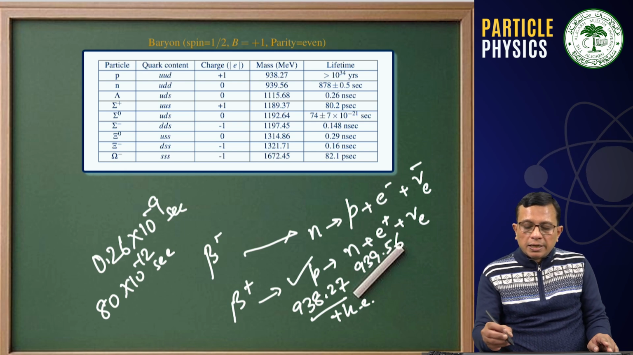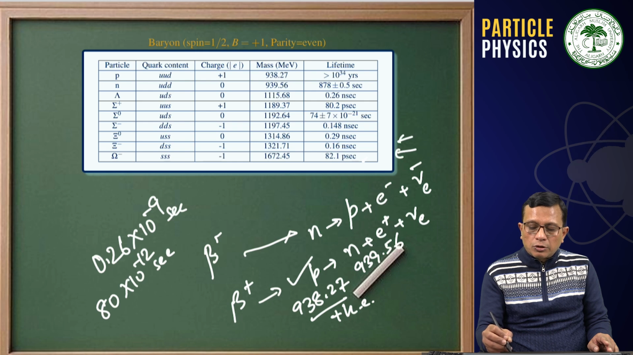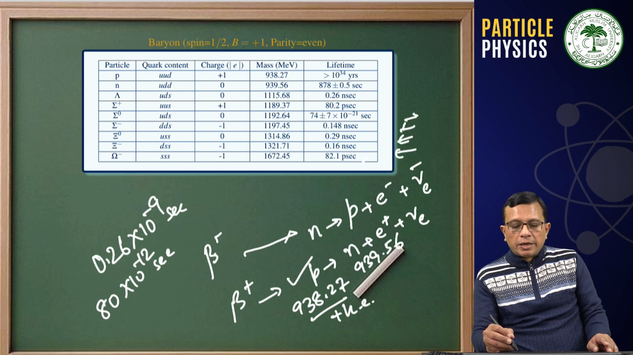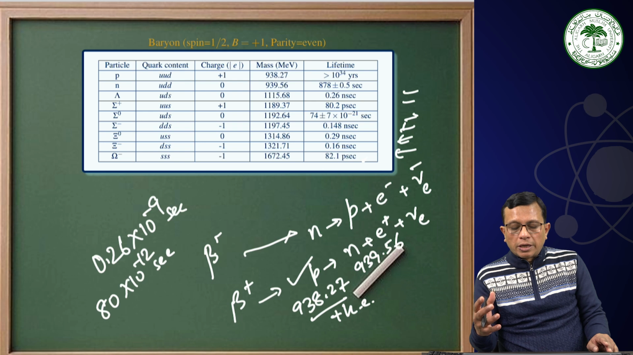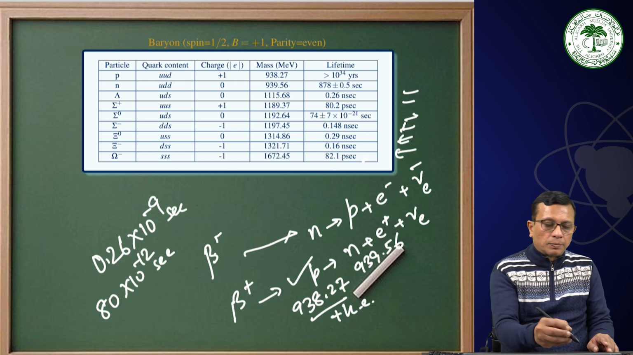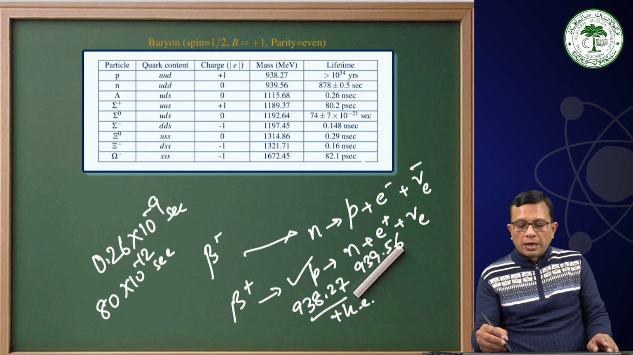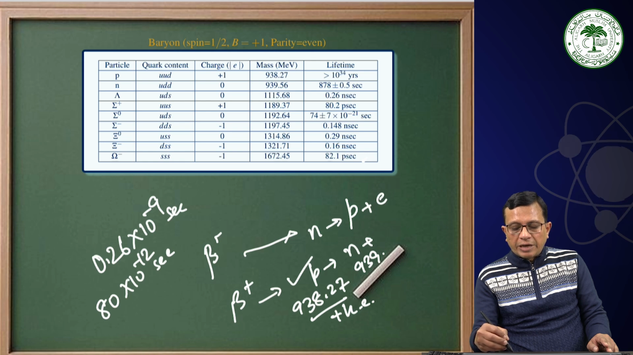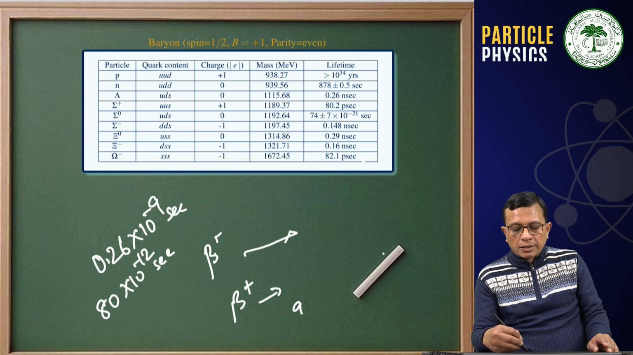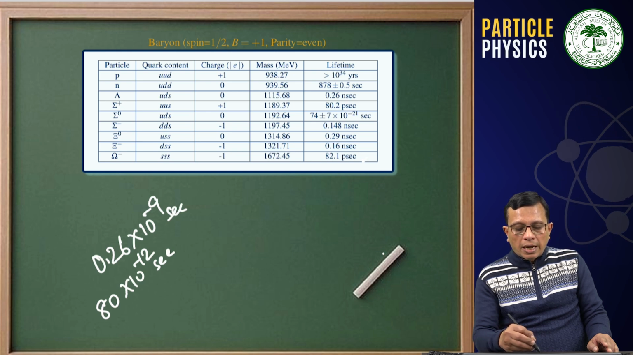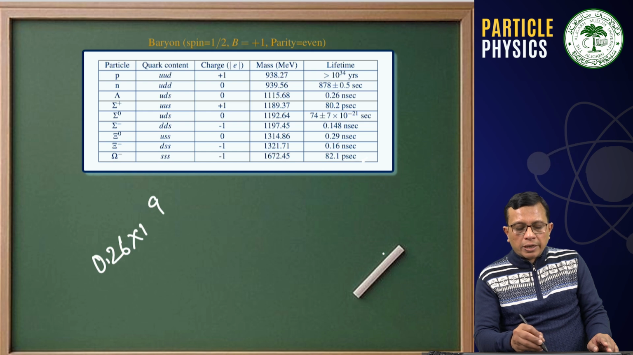And as you can see, these particles which I'm talking about, their lifetimes are nanoseconds or picoseconds. And these particles, we call them the strange particles, because they are produced in the strong interaction, but they decay via weak interaction processes. Therefore, their lifetimes are high and they have a definite lifetime, and that lifetime is of the order of nanoseconds or picoseconds.